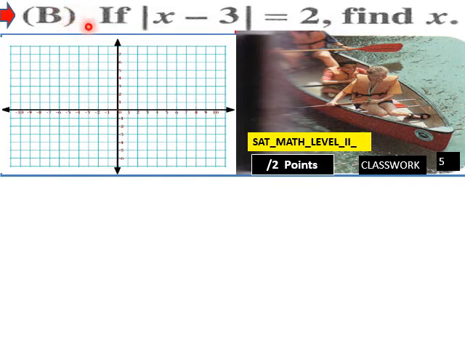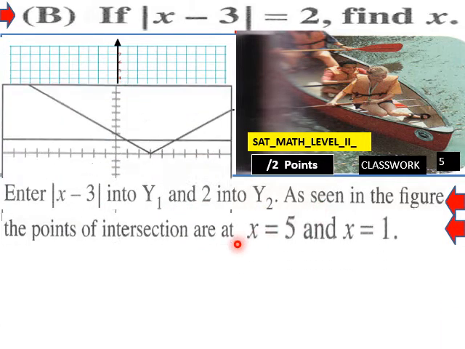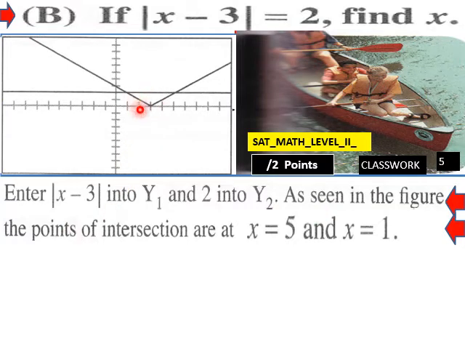Example B: if absolute value of x minus 3 equals 2, find x. So enter absolute value of x minus 3 into y1 and 2 into y2, as seen in the figure right here. Here's your graph. So here's y2. As seen in the figure, the points of intersection are at x equals 5, so that'd be here, and x equals 1, which would be there.